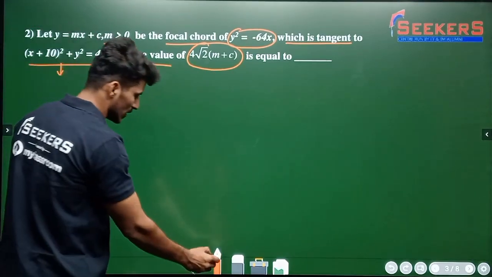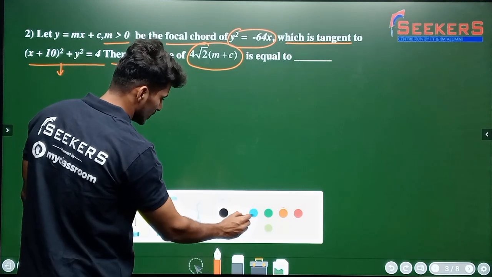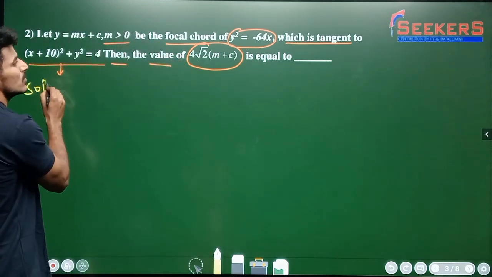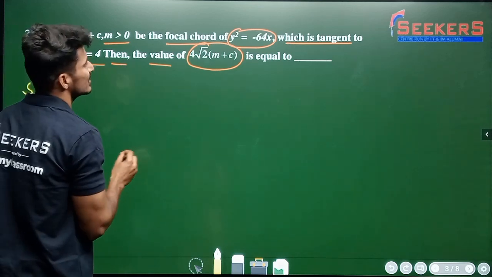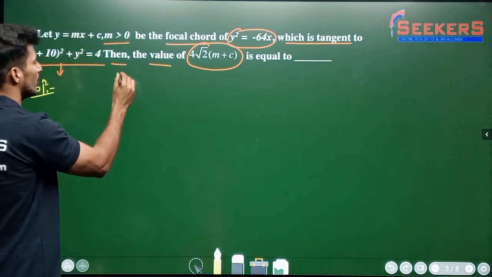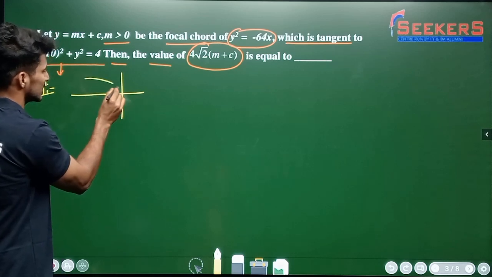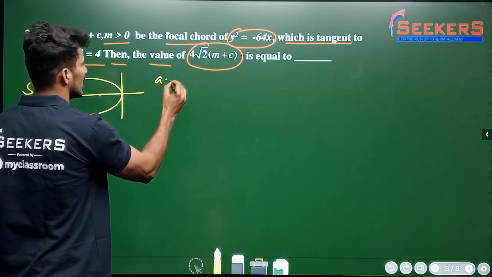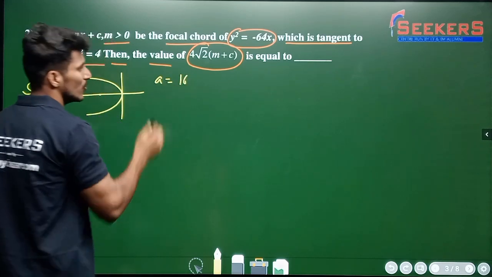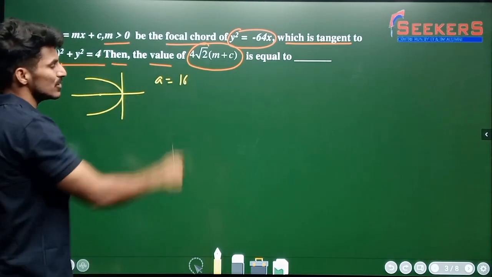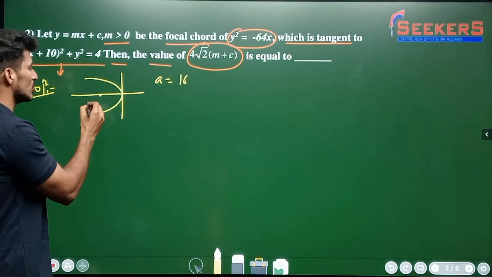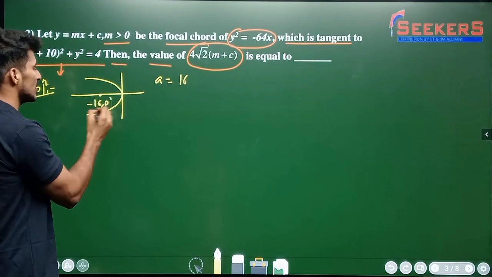For finding m and c, I'll use the data given over here. So what is a focal chord? Look at this, y square is equal to minus 64x, which means the parabola would be opening towards the negative x-axis side like this. So what is the value of a here? 16, right? 4a is equal to 64, then a is going to be 16. Then what is the focus? Minus a comma 0, so the focus is going to be minus 16 comma 0.